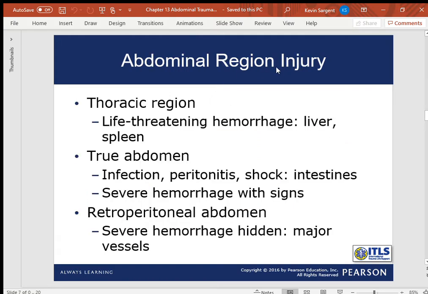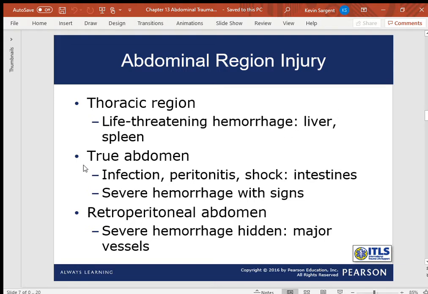The abdominal region, injury, thoracic region, life-threatening hemorrhage. The liver is very vascular, and so is your spleen. Splenic injuries, sometimes they encapsulate, meaning that they close off by themselves, and a lot of times they're observed over days, unless the patient's shocky. Liver issues. The liver is very, very vascular, and not a whole lot of liver lacerations are allowed to sit idle. Most of those go straight to surgery.